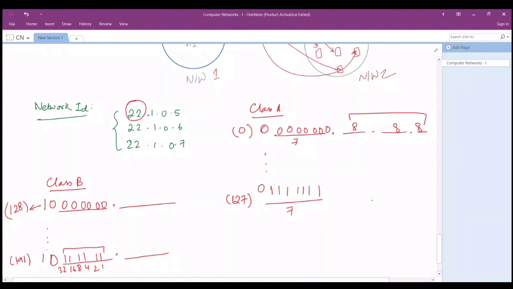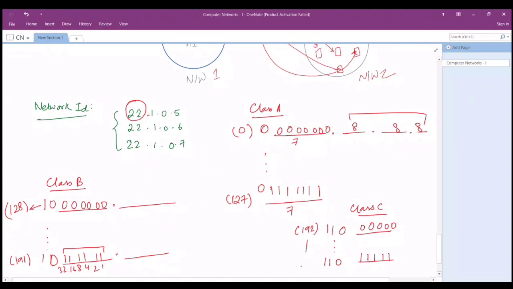Now let's calculate for class C. Class C, we have what? 1, 1, right? And then 0 is reserved. And then we have how many bits? 5 bits. And this will go from 1, 1, 0, and these 5 will be 1, 1, 1, 1, 1. So this is what? 192. Just one more, right? 192.